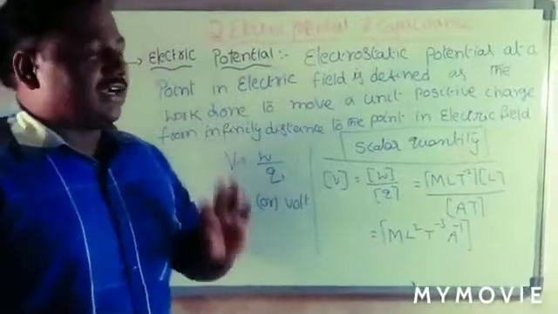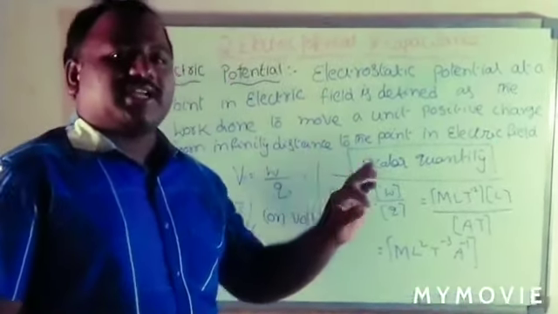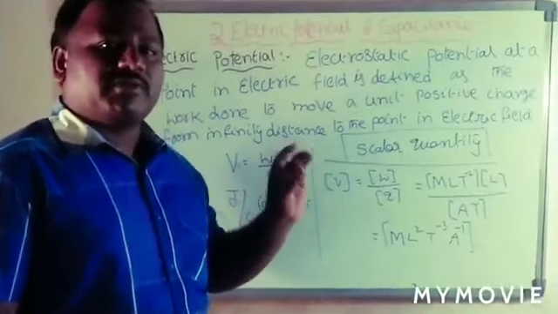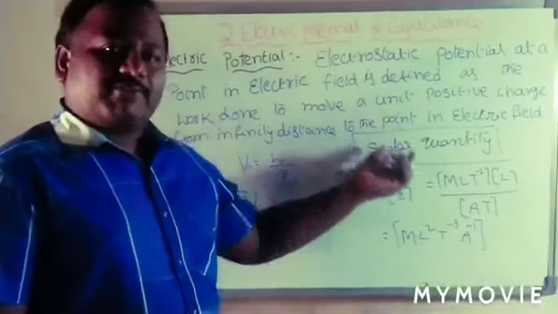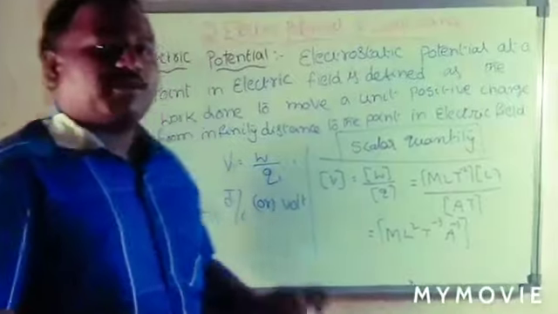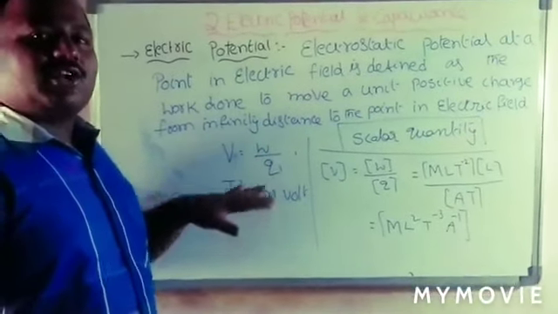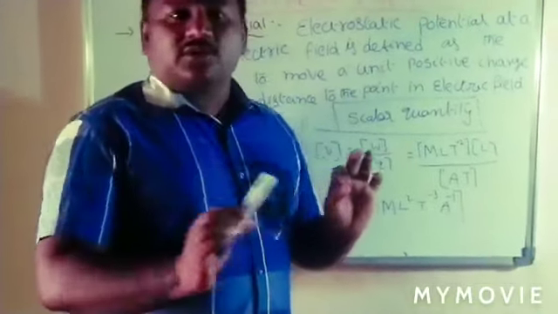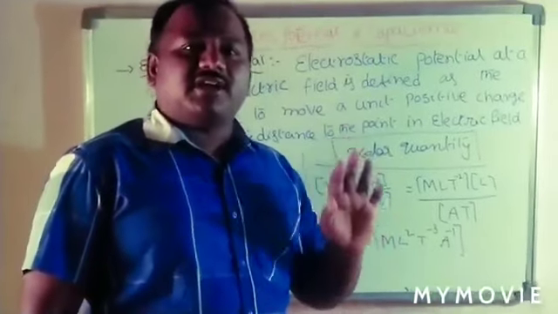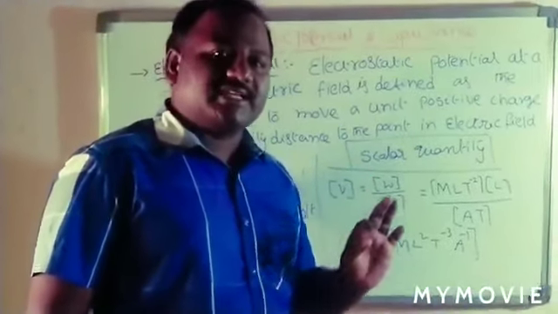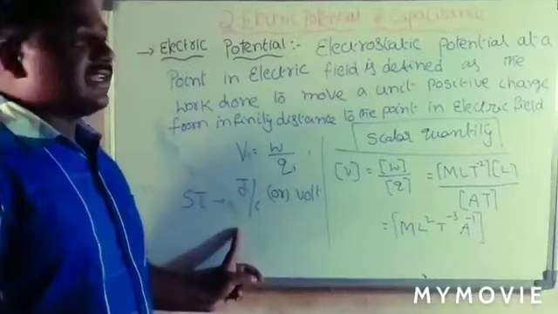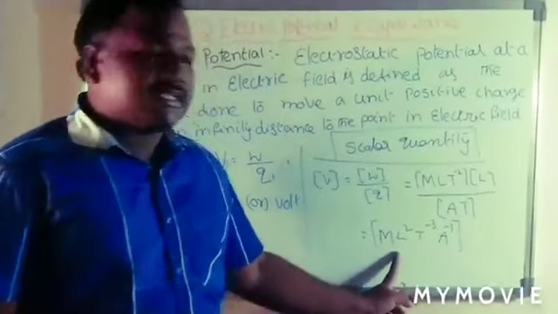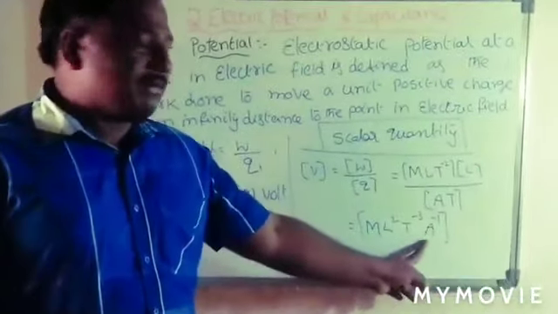The definition of electric potential: the electric potential at a point is defined as the work done per unit charge when it is moving from infinite distance to a finite distance in the electric field. Now the formula can be taken as potential is equal to work done per unit charge. Here electric potential is a scalar quantity. Don't confuse: electric force and electric field are vector quantities, whereas electric potential is a scalar quantity. And the SI unit of electric potential is joule per coulomb or volt, and the dimensional formula is M L square T power minus 3 A power minus 1.